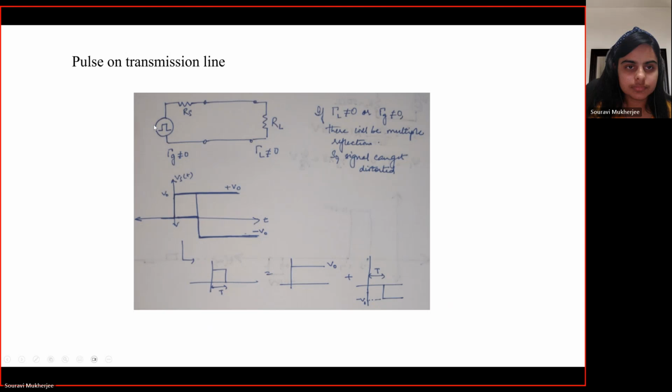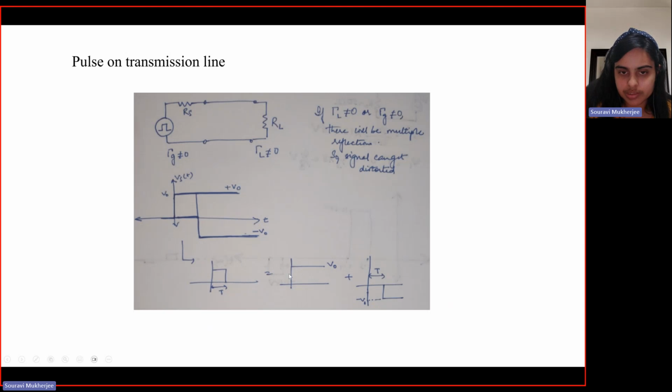Okay. And now you have a pulse that is being transmitted. When we talk about a pulse, that means you have something like this: some non-zero value for some time, and then it goes to zero. That's a pulse. Now this pulse can actually be decomposed into two kinds of signals. Suppose you have a plus V naught pulse; for some time t, you can write it as this.